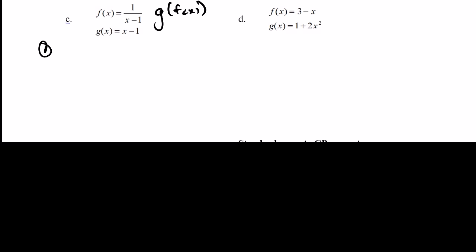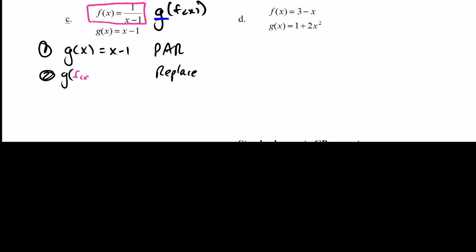So let's do g of f of x. So step 1, what's my parent function? Well, my parent function is g this time. So g of x is equal to x minus 1. So parent. Step 2, replace. We're going to replace all the x's in our g of x with f of x. And our f of x is equal to 1 over x minus 1. We just replaced our x with f of x. And step 3, simplify.